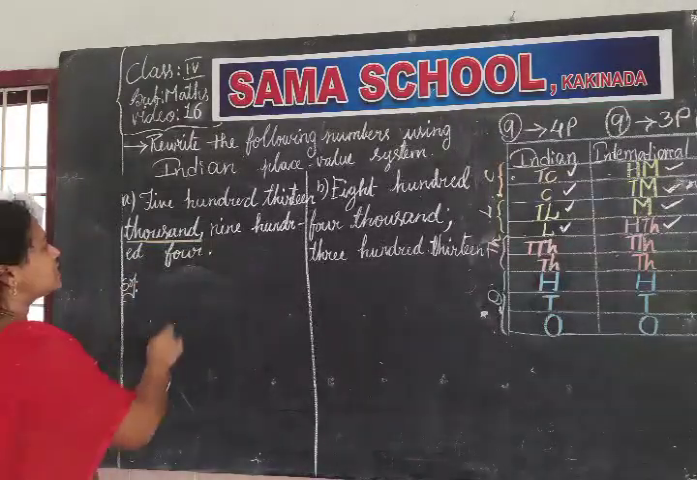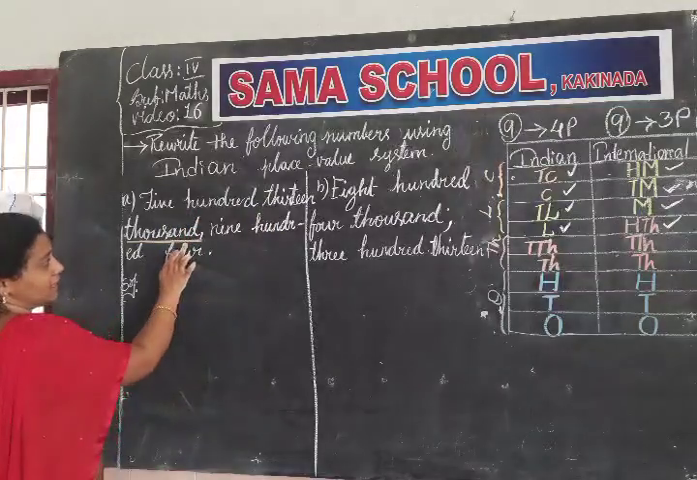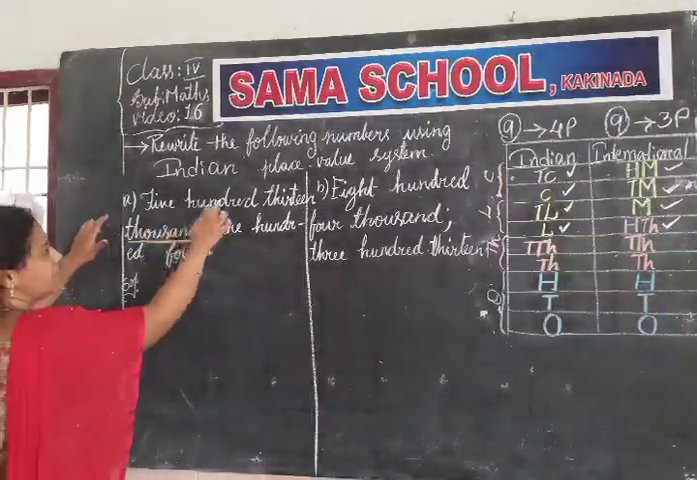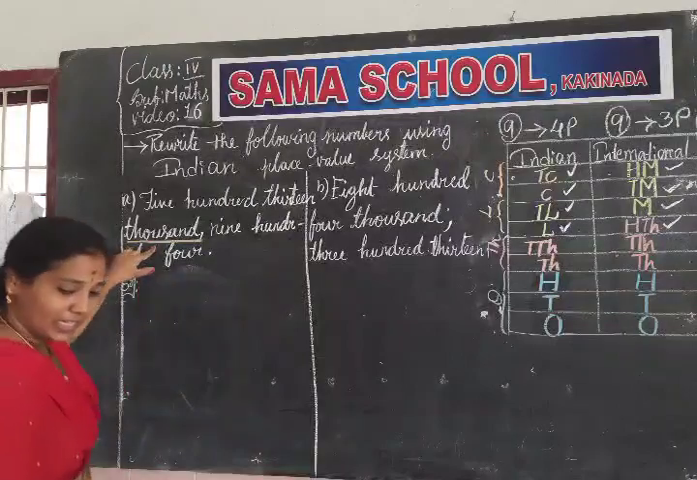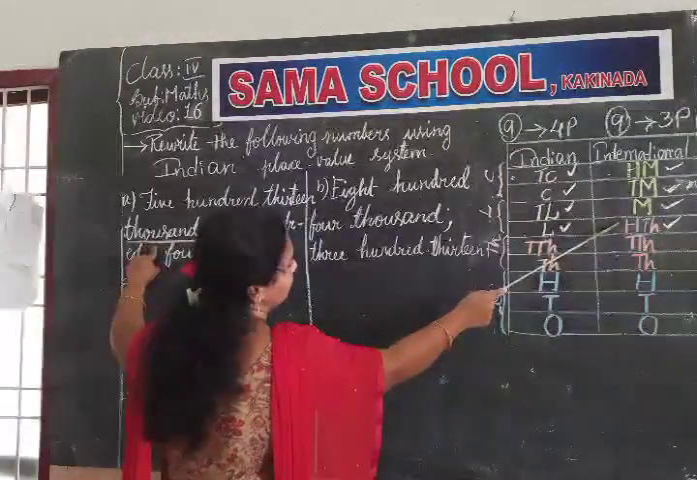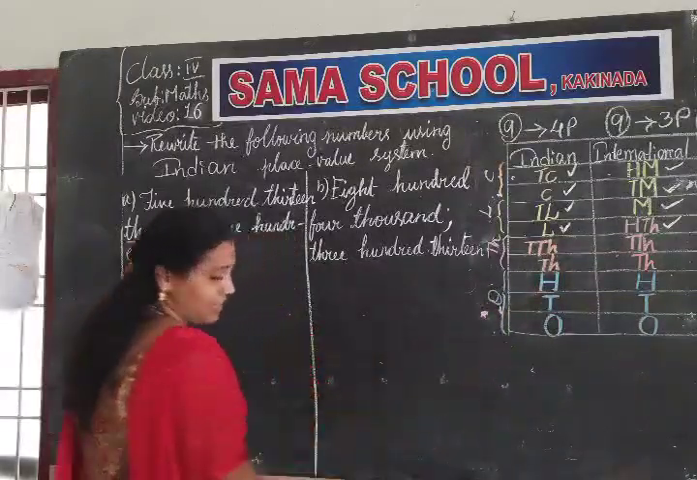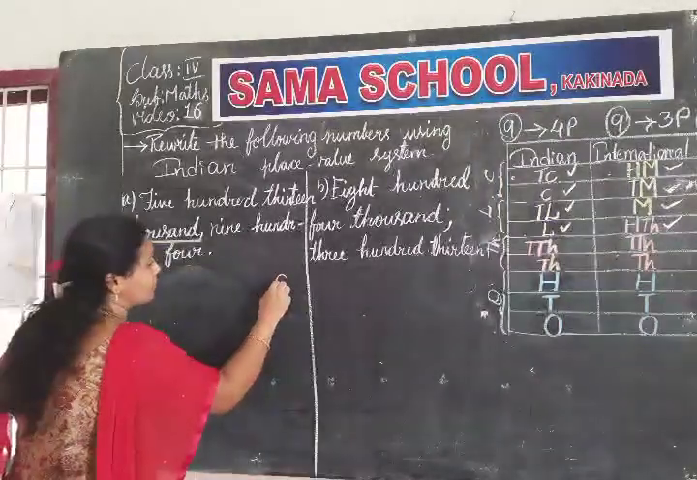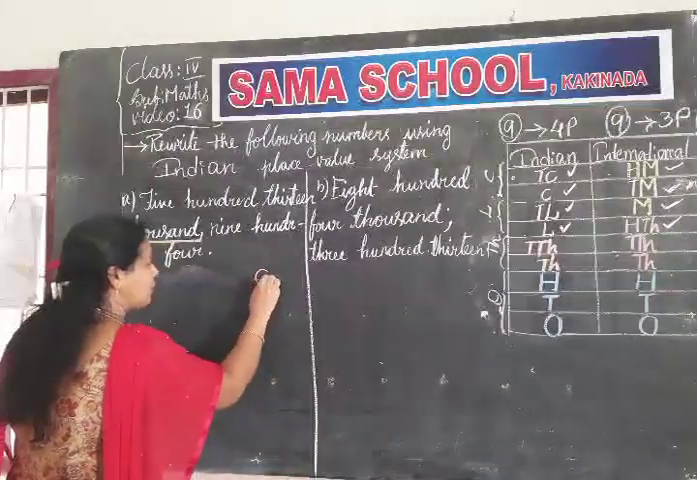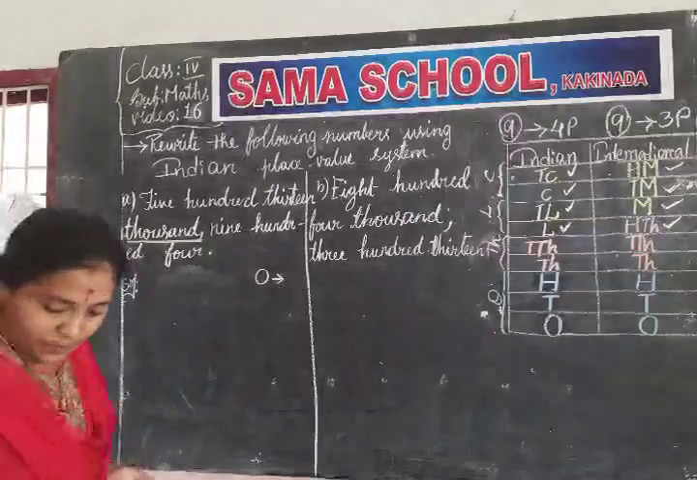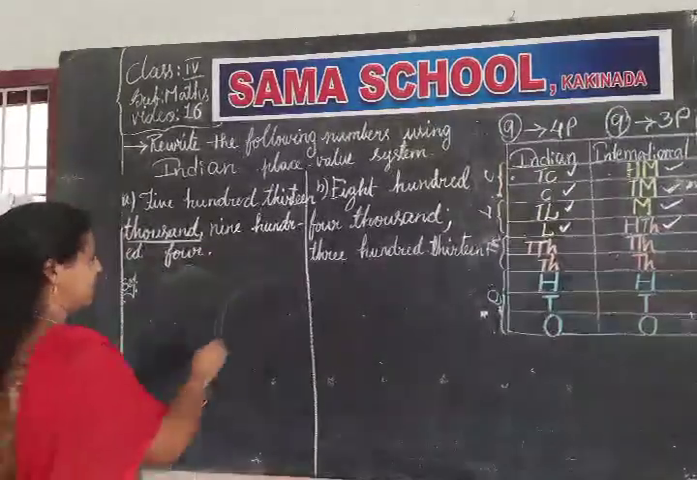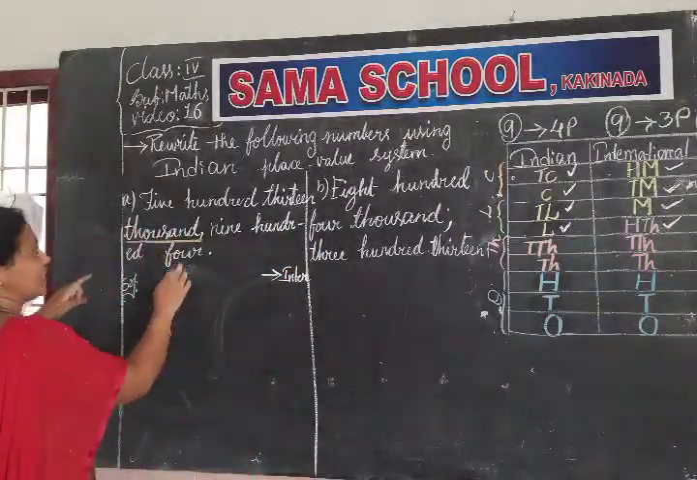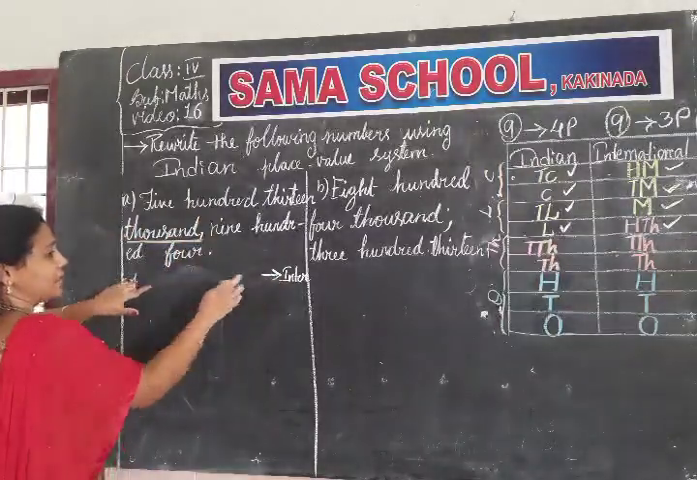First of all, identify the periods. 513,000. Yes, thousands period. 904. This is in ones period. The number name starts with thousands period. So in international system, in thousands period, we have 3 places. So we start the places from ones to 100,000. So we write the number. First of all, we write the places. What am I writing here? First, I am writing international system place values. Here we want the number in the international system. That's why I am writing those places.